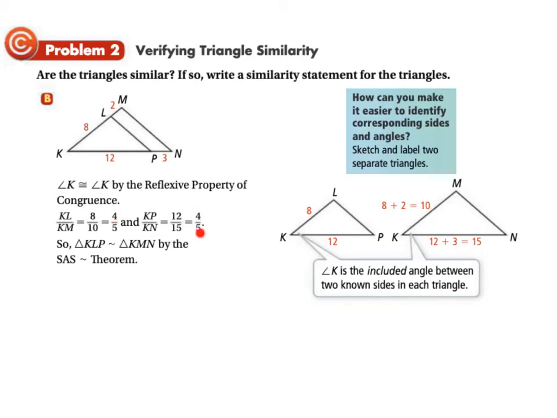So we have the sides are in proportion, and that reflexive angle is congruent, and therefore we have side angle side similarity through these triangles. And you can see how that L, well, they call it KLP like that, corresponds with KMN. Those vertices line up.